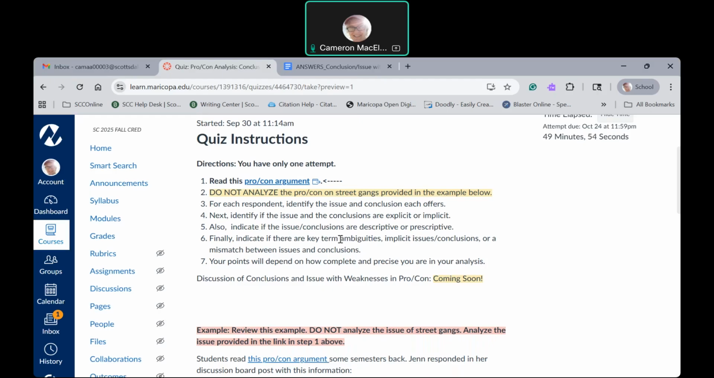And then we're also going to indicate if the issue and conclusions are either descriptive as a pair or prescriptive as a pair. And then finally, we'll indicate if there are any key term ambiguities, implicit issues, or a mismatch. Now, for the key term ambiguities, you're not required to offer any kind of definition at this point, but I want you to be able to identify them.